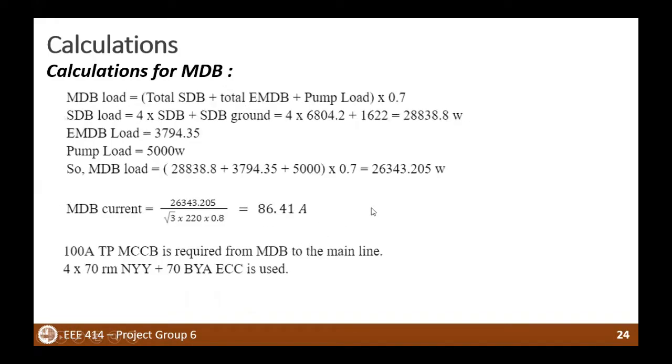And finally, we're in the calculation for MDB. Total MDB load is 26,343.205 watt. Here the pump load is 5,000 watt. So the MDB current is 86.41 ampere, and here a 100 ampere TPMCCB is required from MDB to the main line. 4 into 70 RM NYY plus 70 BY ECC is used here.